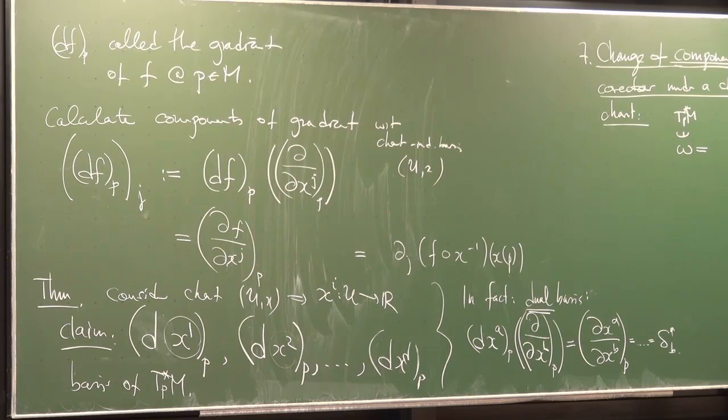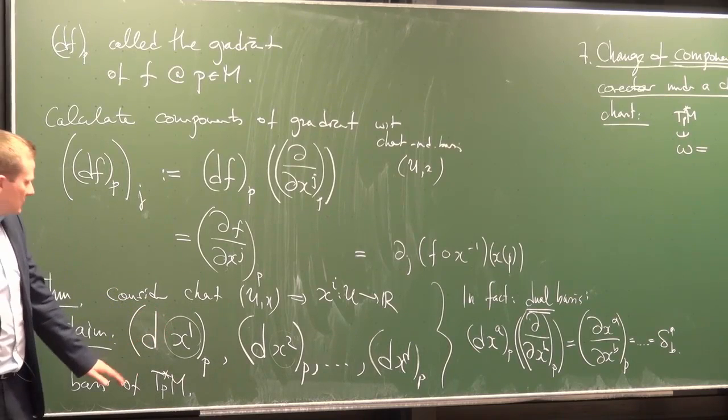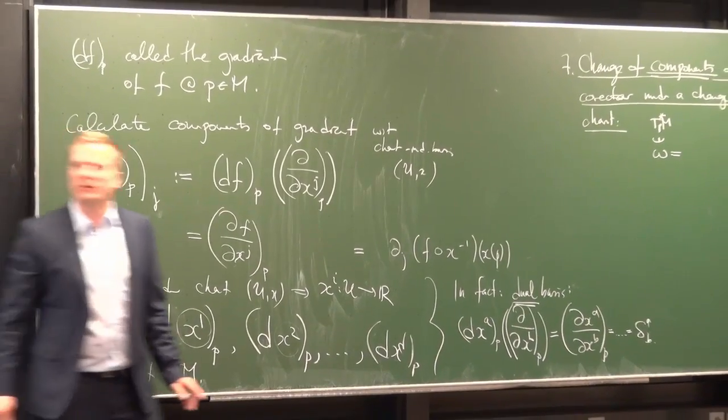Somebody had a question? Okay, sorry, I wanted to say this first. So we have a chart-induced basis there too, and it's given as the gradient of the coordinate maps.